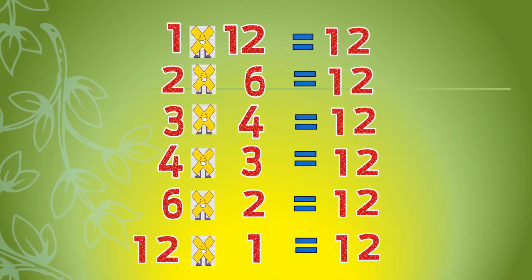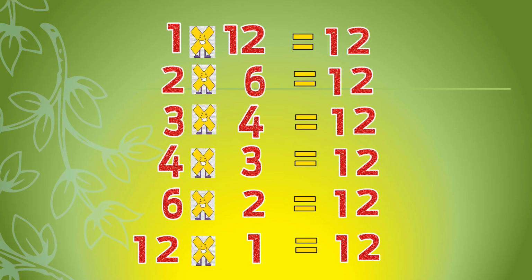Let's collect all the arrangement together. Look, we can arrange the flowers in so many ways. One row with 12 flowers each, 2 rows with 6 flowers each, 3 rows of 4 flowers each, or 4 rows of 3 flowers each. Similarly, 6 rows of 2 flowers each and 12 rows of 1 flower each. So children, this way we can obtain our factors of 12 because on arranging the flowers in these combinations, no flower was left behind.